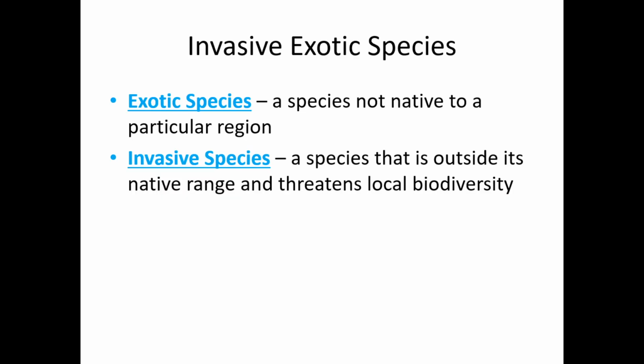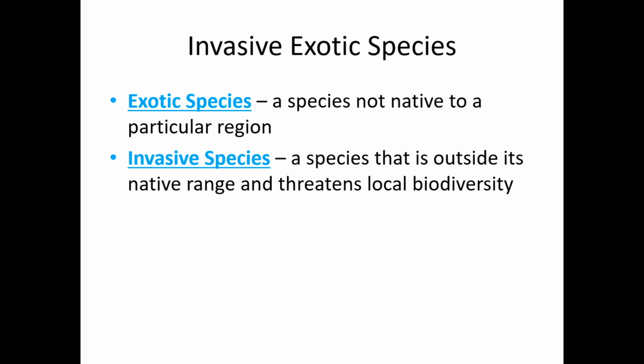When we're talking about threats to species, a big threat is other species themselves. And so if you have an invasive species, that is a species that can threaten local biodiversity. And so we need to be able to distinguish between the terms exotic species and invasive species. An exotic species is a species that is not native to a particular region. So you can have an exotic species but it might not necessarily be invasive, because what makes it invasive is that not only is it exotic, but it's also threatening the local biodiversity.